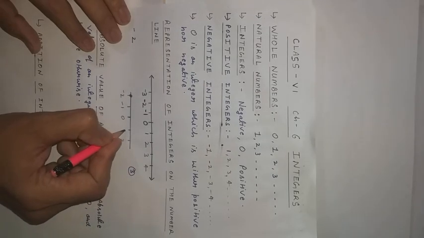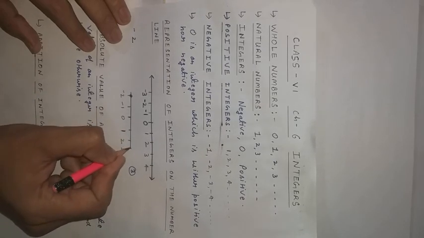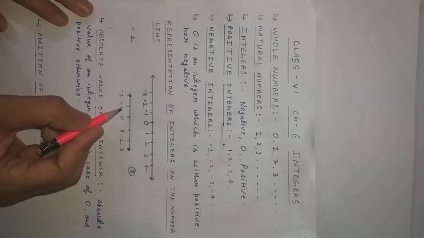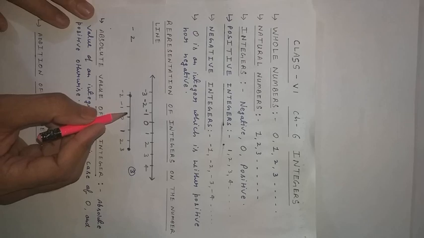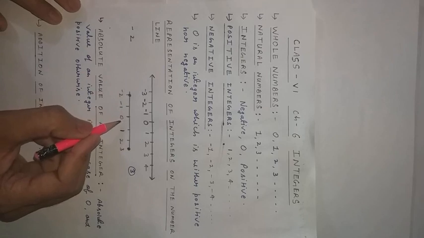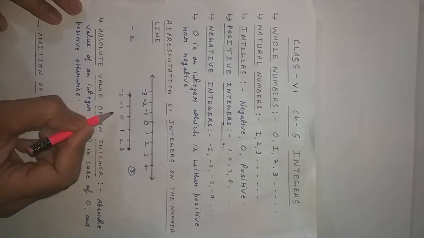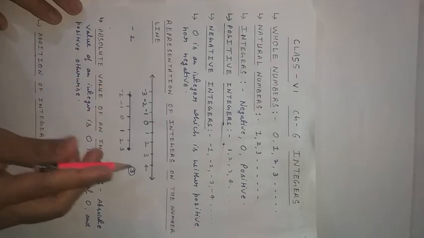Suppose you have to represent plus 3. You know that all positive integers lie on the right-hand side of 0. So here you will write 3. This is your 3. By this you will represent the integer. Clear? What is the conclusion? The integers which lie on the left-hand side are negative integers, and the numbers which lie on the right-hand side are all positive integers. You can easily see here 1, 2, 3 are positive integers and here minus 1, minus 2 are negative integers. Clear, students? So this is the representation of integers on a number line.